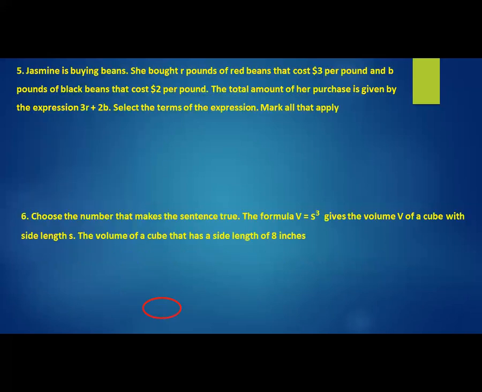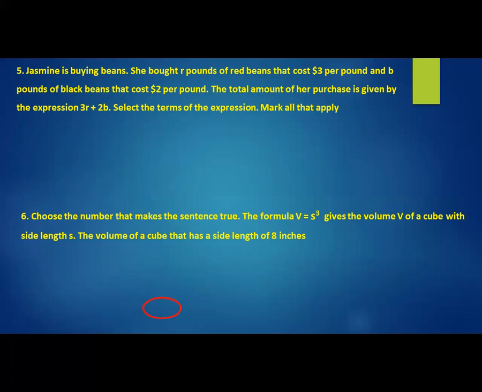Now Jasmine is buying beans. She bought R pounds of red beans that cost $3 per pound, and B pounds of black beans that cost $2 per pound. The total amount of a purchase is given by the expression 3R plus 2B. Select the terms of the expression.